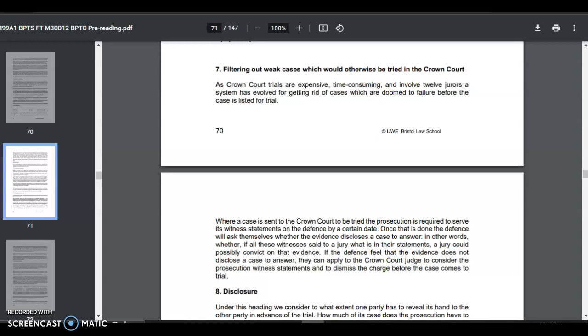And if they are not, the Crown Court can dismiss the charges before the trial even starts, and this saves the time of the Crown Court. And in this way, the Crown Court only deals with the cases that are of serious nature and does not waste the time and money of the court and jurors.